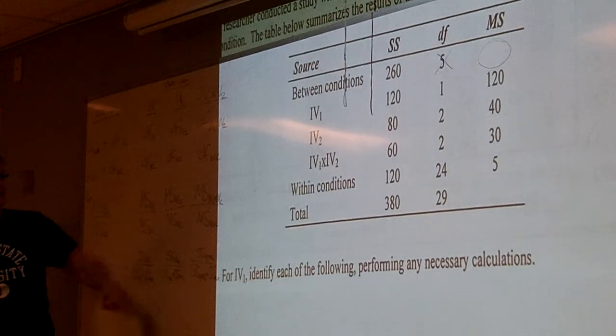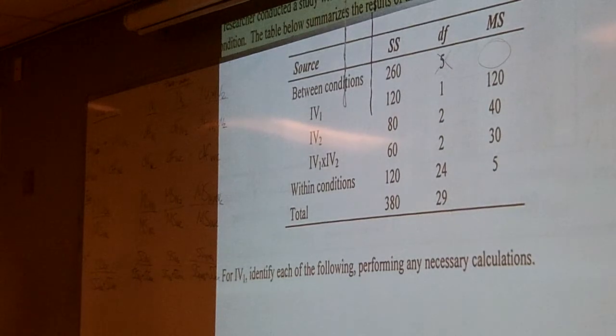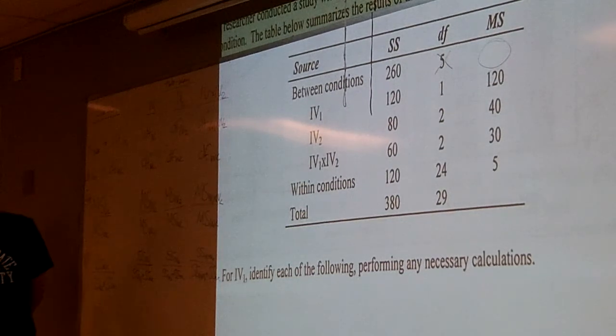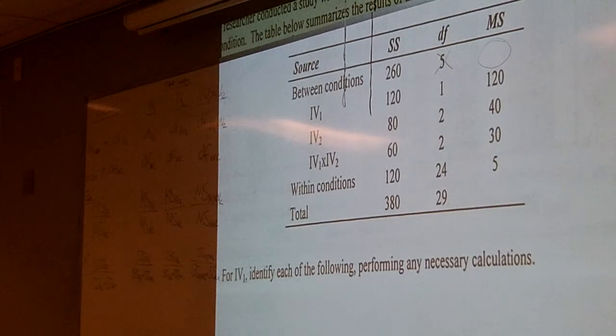Then, if I calculate F observed for the interaction, what numbers am I going to use? 30 over 5. Right now, I am doing division. So it's 30 divided by 5, which means my F observed is 6. My critical value should be the same as last time, right? Because it's the same degrees of freedom, 2 and 24. So if my critical value is 3 point something and my observed value is 6, do I have an interaction of IV1 and IV2? Yes, I do. And what is my effect size? 30%.